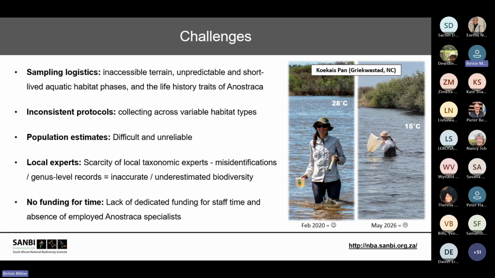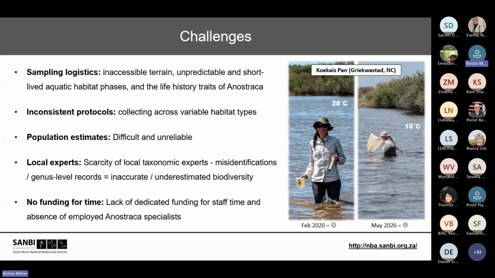I only found tadpole shrimps and no Anastraka. So they're quite temperamental, and you don't always know when you're going to be able to find species to add to your data set. And then also there are inconsistent protocols for collection across variable habitat types. And all of this basically makes for very unreliable population estimates. And we definitely need more reliable population estimates to do IUCN red listings.